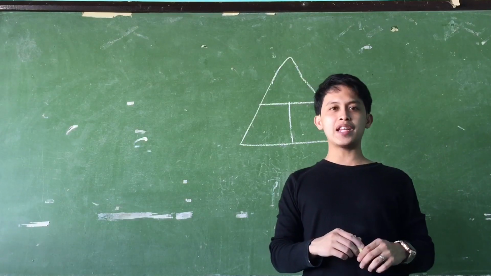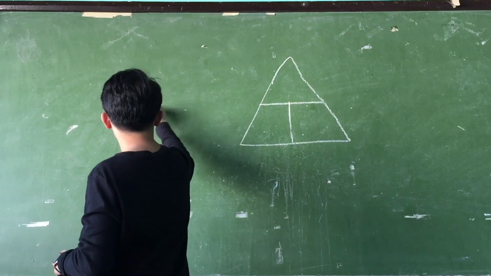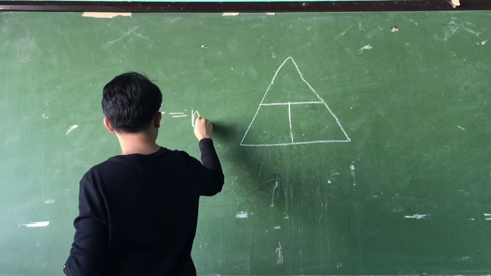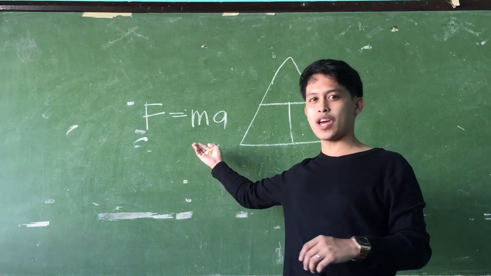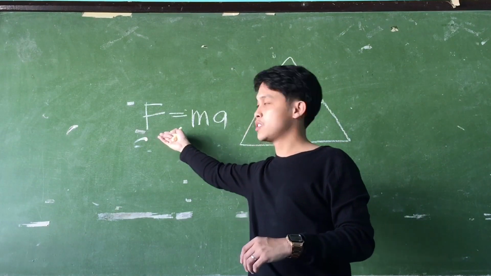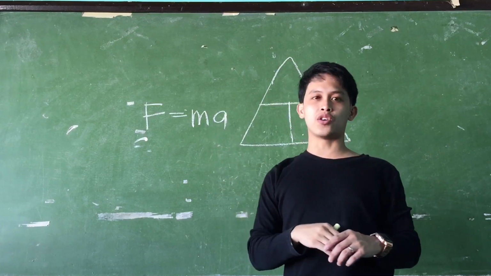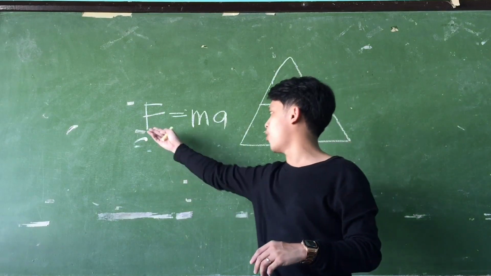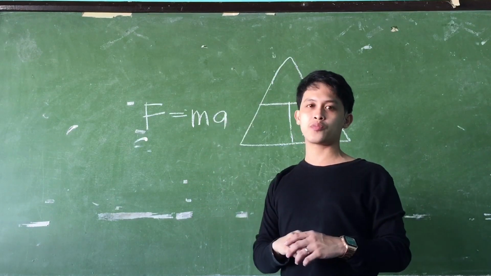For example, we have a given equation. F is equal to ma. This is an equation of force, where F is force, m is mass, and a is acceleration. This means that force is equal to mass times acceleration.